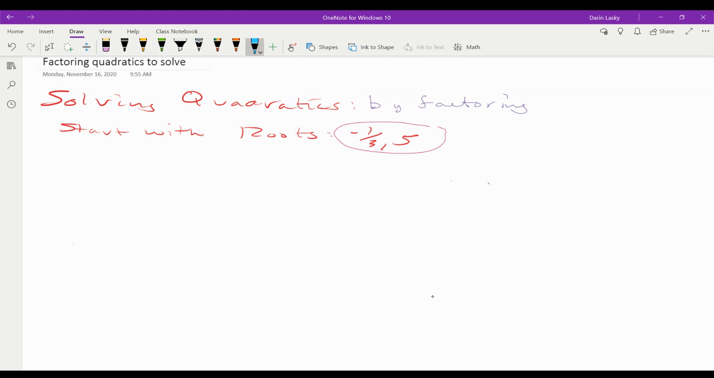Okay, guys, so we're going to go into what's called solving quadratics by factoring. This is for Thursday's worksheet.